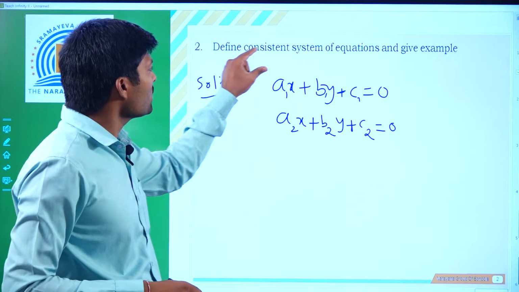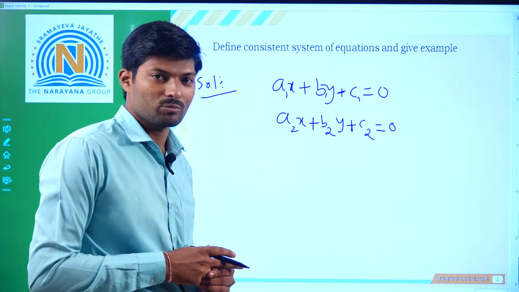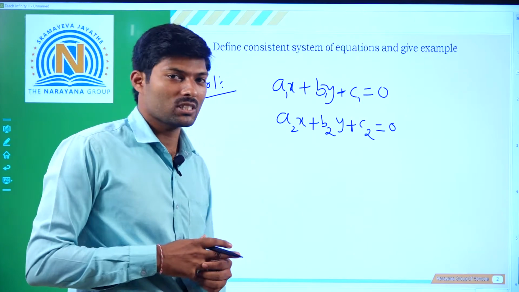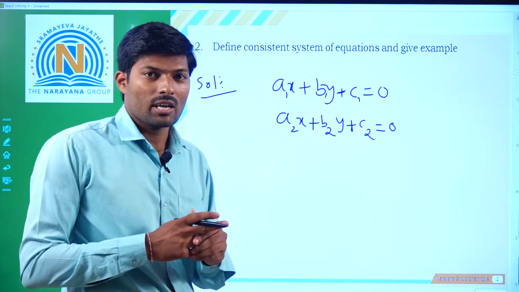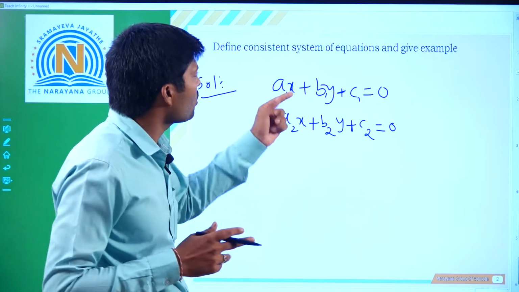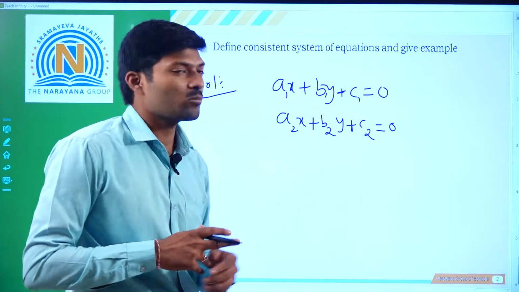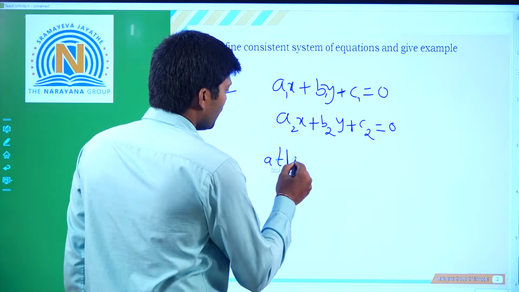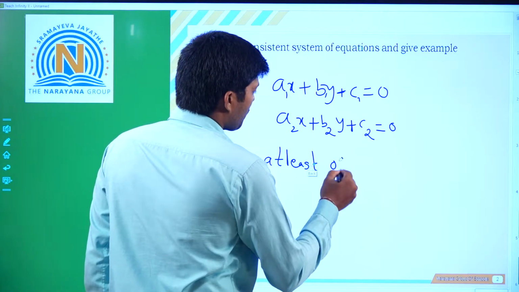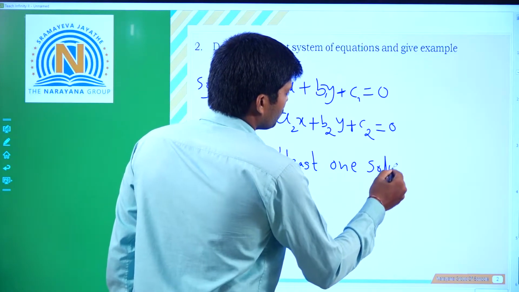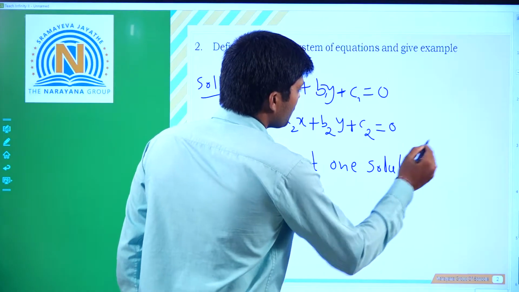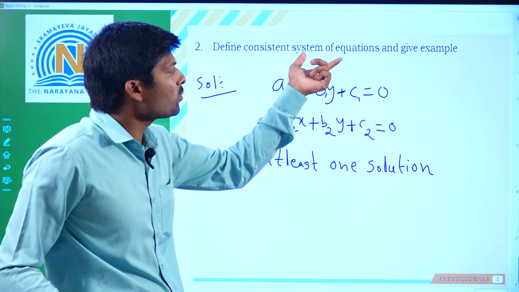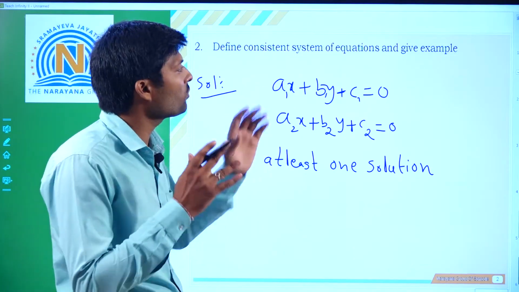So, from this, what is the consistent system of equations? Consistent system of equations means if any pair of linear equations in two variables has at least one solution, then we call it a consistent system of equations.